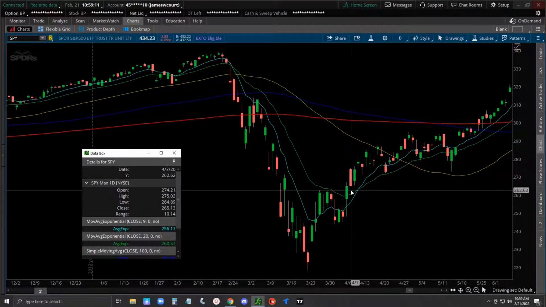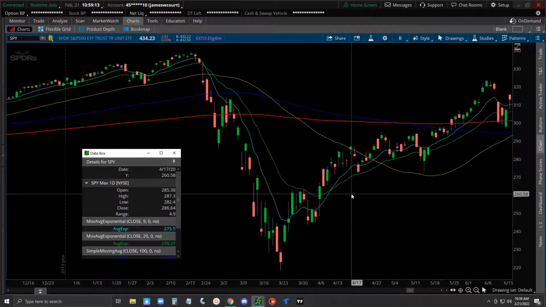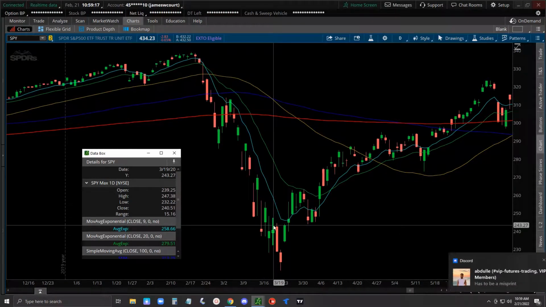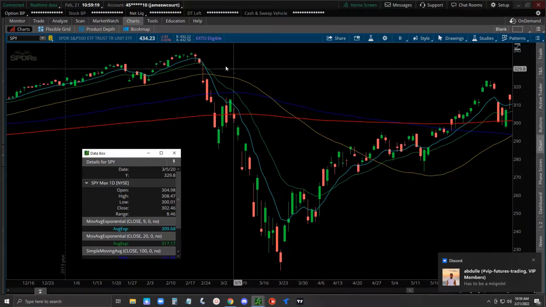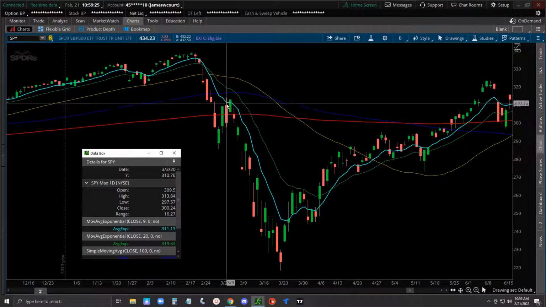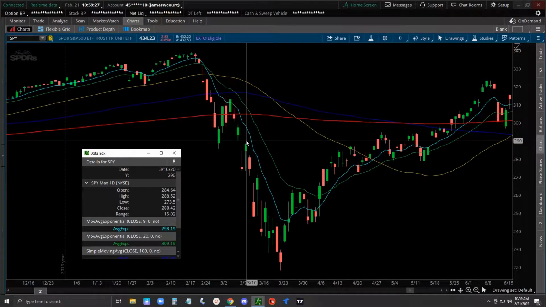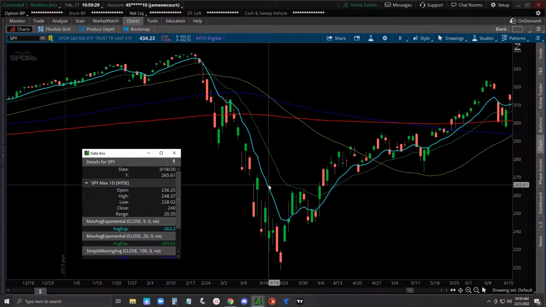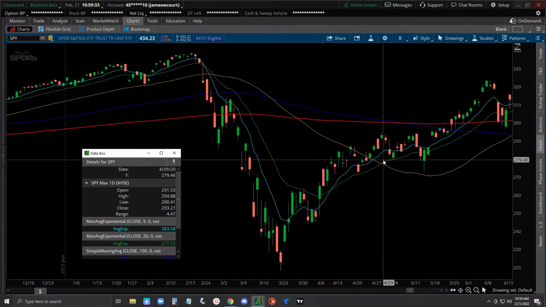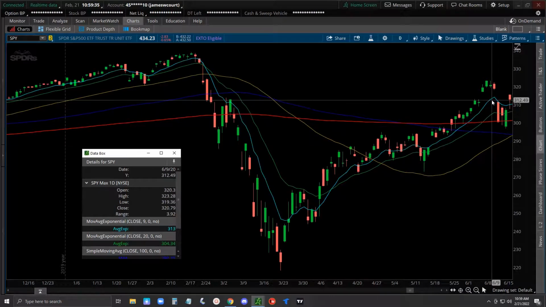So that is the real basic of what the Ride the 9 strategy is. You're looking for consecutive closes or opens, either above or below this moving average line, that tell you when to get in, when to get out. Take your money and run.